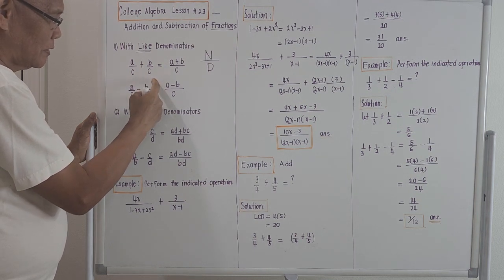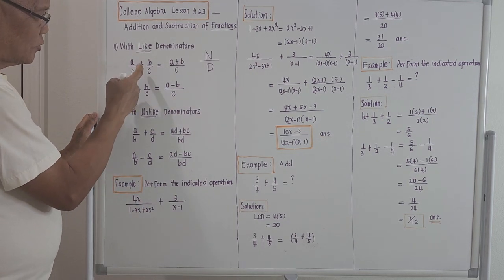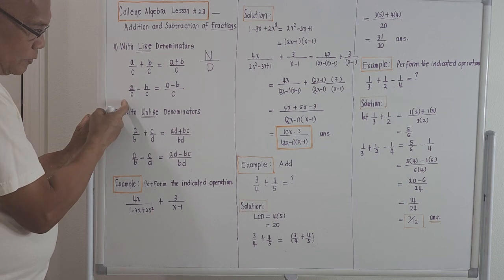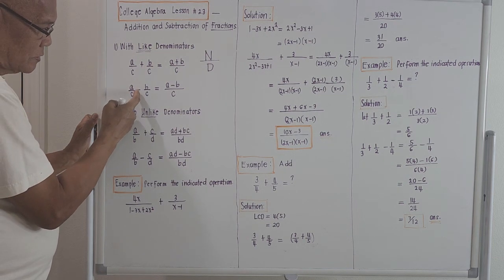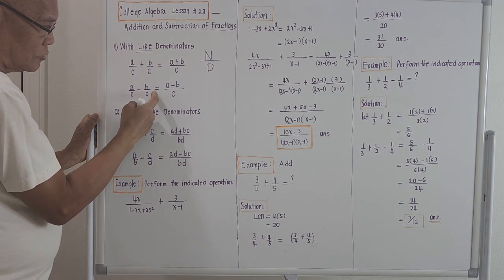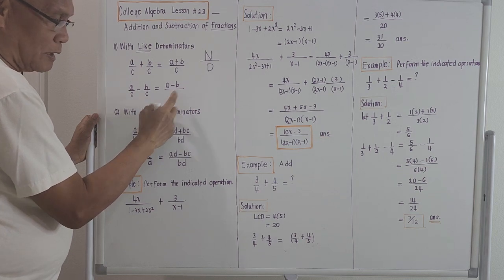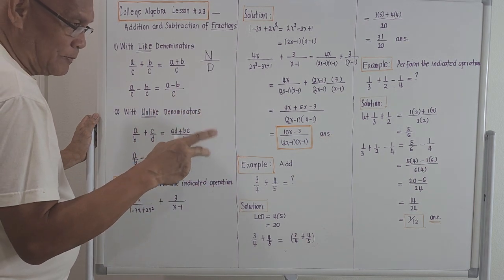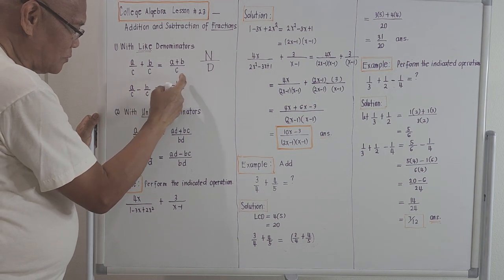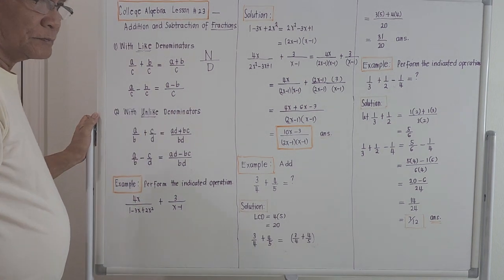For the subtraction, it's just the same. We just change the operation from addition to subtraction. So a over c minus, that's subtraction, b over c, should be equal to, on the right hand side, the common denominator c, and the resulting numerator will be the difference, because the operation is subtraction, that is a minus b over the common denominator c.